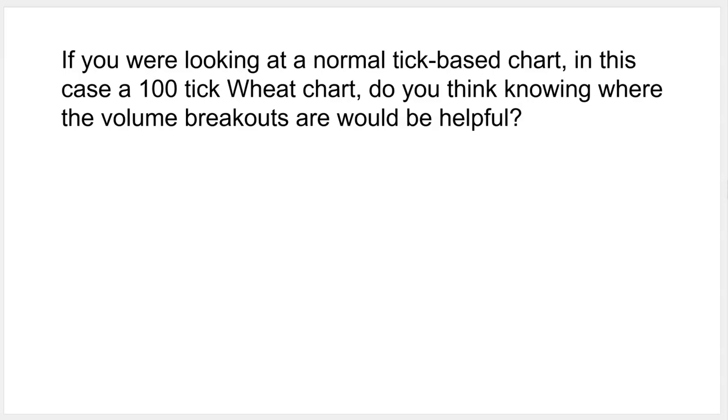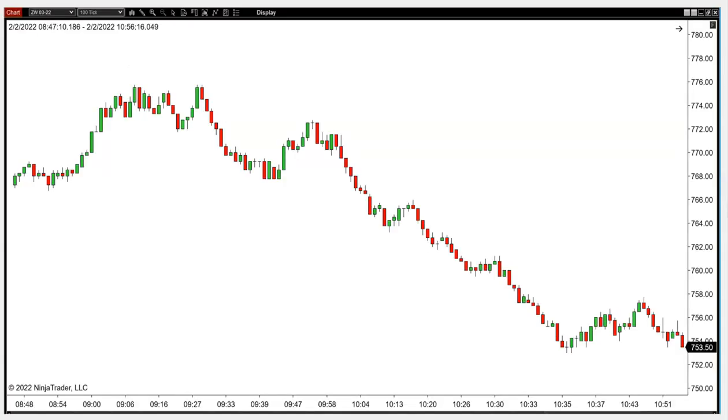So if you're looking at a normal tick-based chart, in this case, I'm going to look at a 100 tick wheat chart. Do you think knowing where the volume breakouts would be helpful, right? This is a normal 100 tick wheat chart, and you can see it's gone up, double top, come off, gone back up, gone back down. So as a trader, you sort of want to know where the heavy volume is coming in, and not just where it's coming in, but which direction that trading is going on.